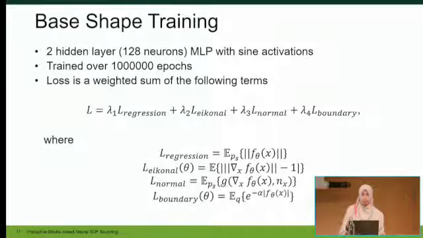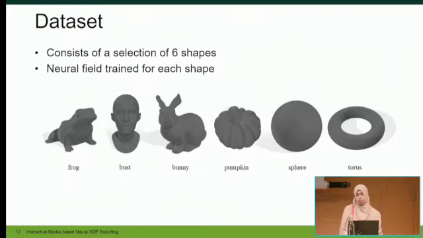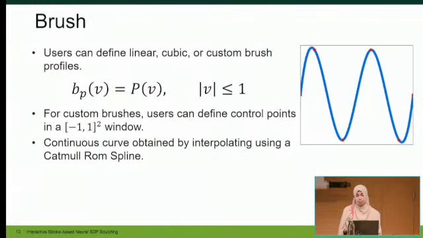And then the fourth term is the boundary. So the bounding box in which we sample these points, at the corners of that bounding box, the SDF value should be high, because the object is assumed to be in the center of the bounding box. So we collect these 6 basic shapes, and we train a neural field for each of the shapes. And now what we need to do is to define a brush that we can use to carve.